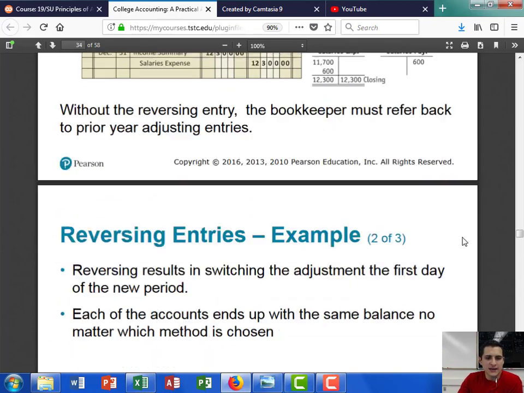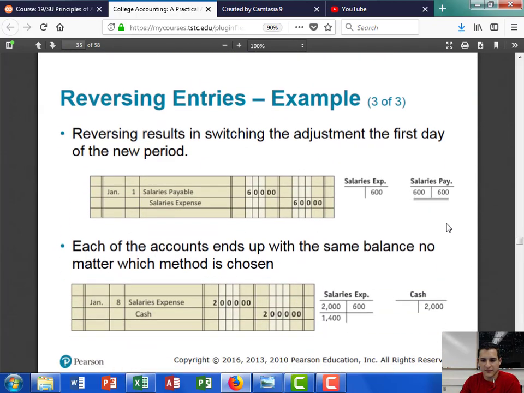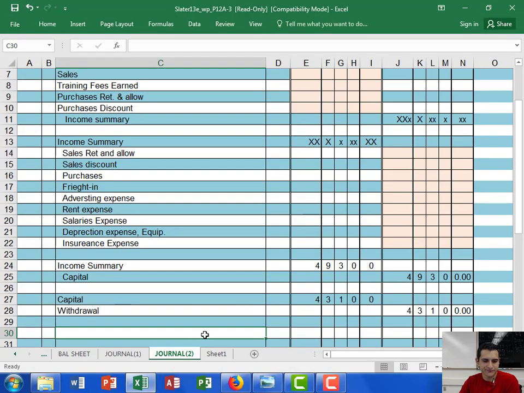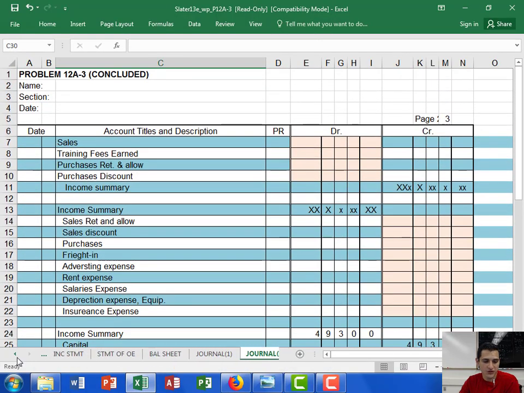So yeah, I think that I wanted to go over that for now. You should be fine with that. You're not going to deal with that in the chapter. So then let's go ahead and get started with your worksheet.